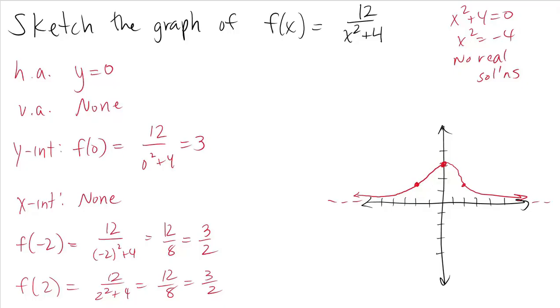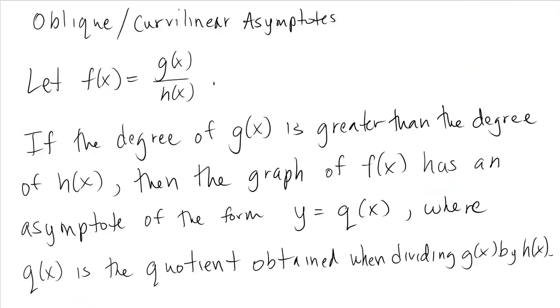To end this video, we're going to clear up some loose ends from the previous video. We talked about the rules for finding horizontal asymptotes, and we said when the degree of the numerator was equal to the degree of the denominator, you get a horizontal asymptote, and when the degree of the numerator is smaller than the degree of the denominator, you get a horizontal asymptote. But we didn't cover the case where the degree of the numerator is bigger than the degree of the denominator, and that's because you don't get a horizontal asymptote in that case. You either get an oblique or a curvilinear asymptote.